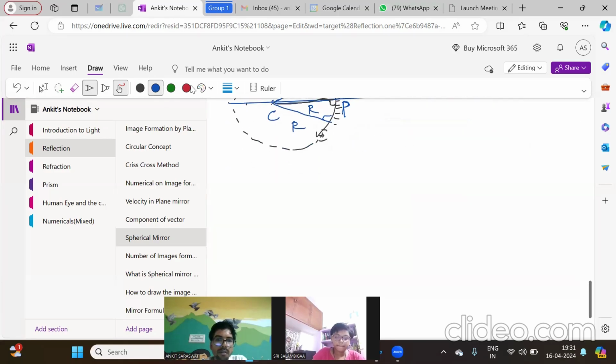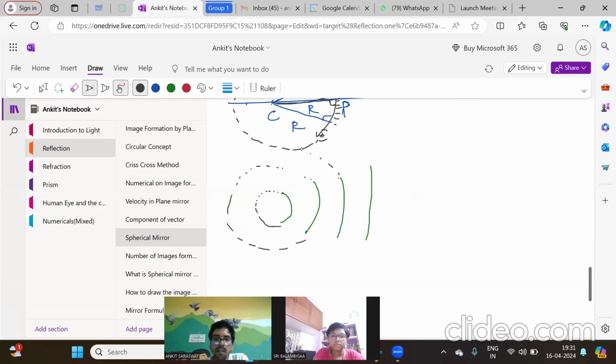No, sir. Tell me in which case the curvature is more. This is one mirror, one more mirror. In which case is the curvature more? In the first case, sir. Very good. If you draw a sphere here, you will get one like this. Here you will get a sphere like this. Here you will get a very big sphere.